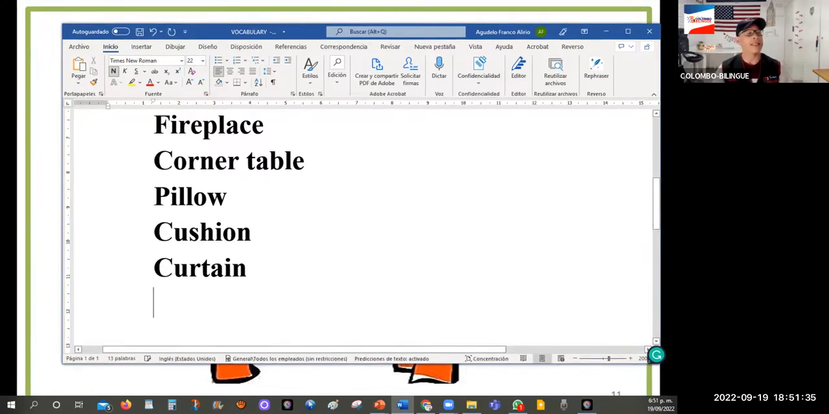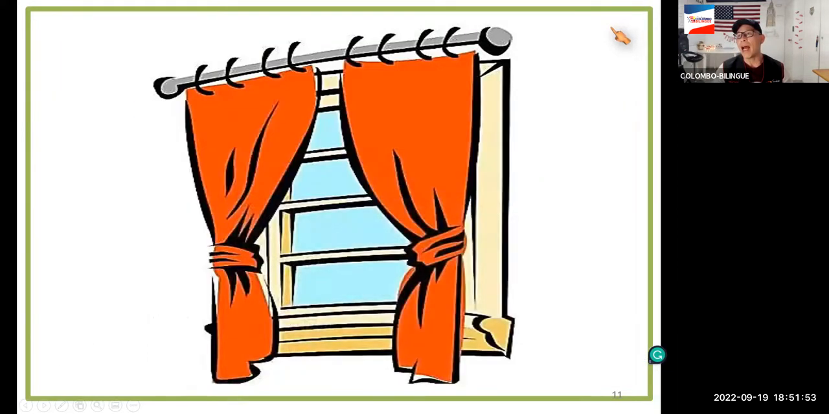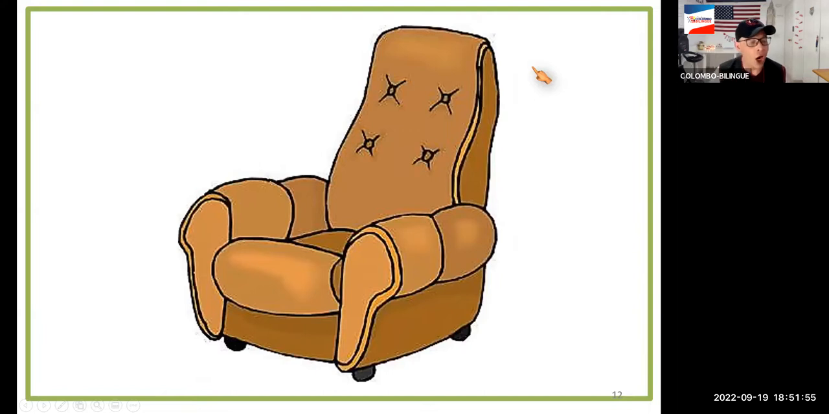Okay, so you're going to see it's a curtain. Sometimes people use curtains because they don't let people see inside the house, so they block the view. Sometimes it is good. All right. Another one is an armchair.